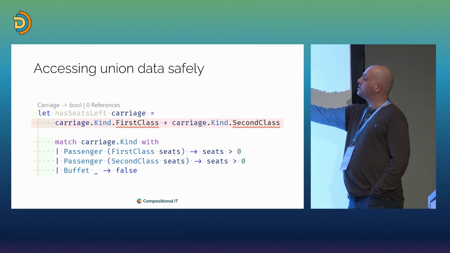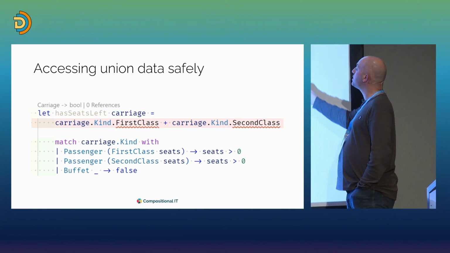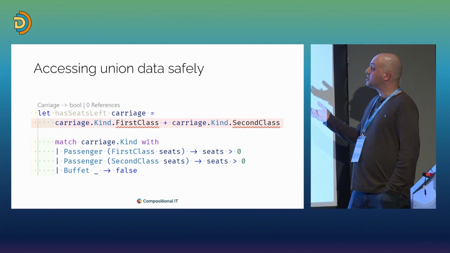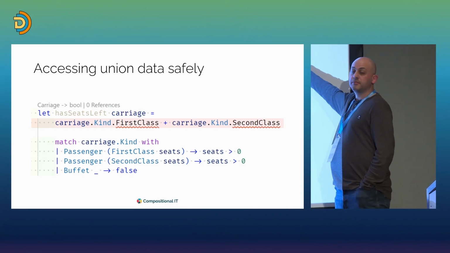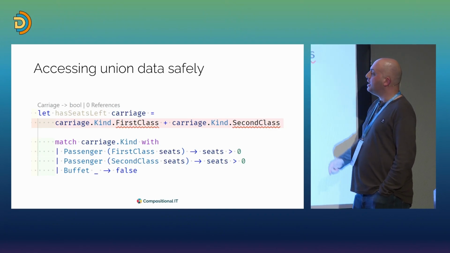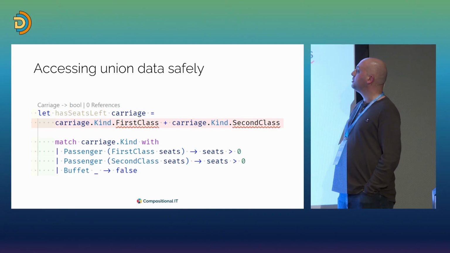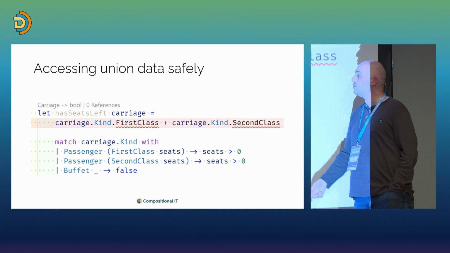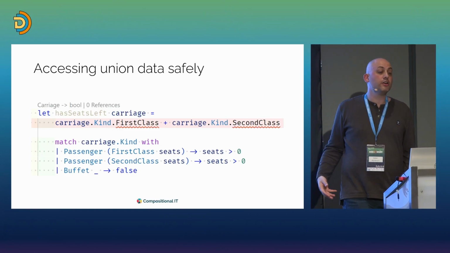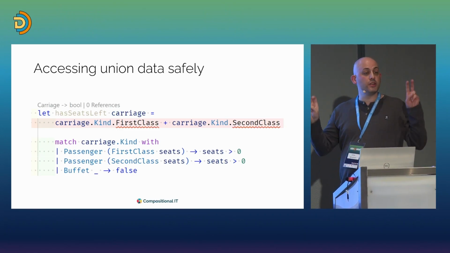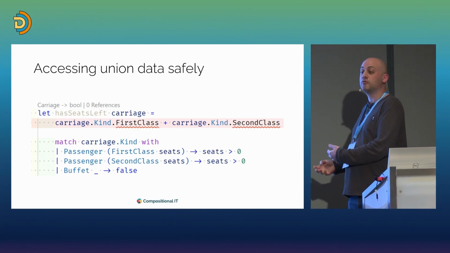So when we're looking at things like, if I try and access the first class or the second class properties on the carriage kind, the compiler won't let me. You can't do that unless you first check. So I can say here, match on the kind. If it's a first class passenger, then get the number of seats. If it's a second class, then get the number of seats. If it's buffet, then there are no seats to access. So the compiler here is actually protecting us from doing the wrong thing and helping us do the right thing.